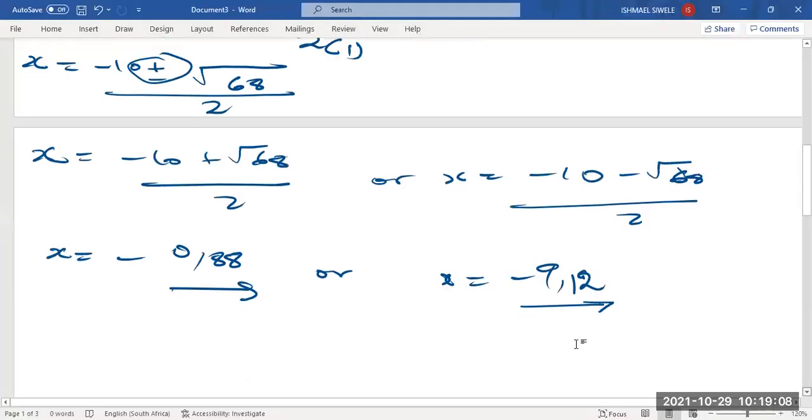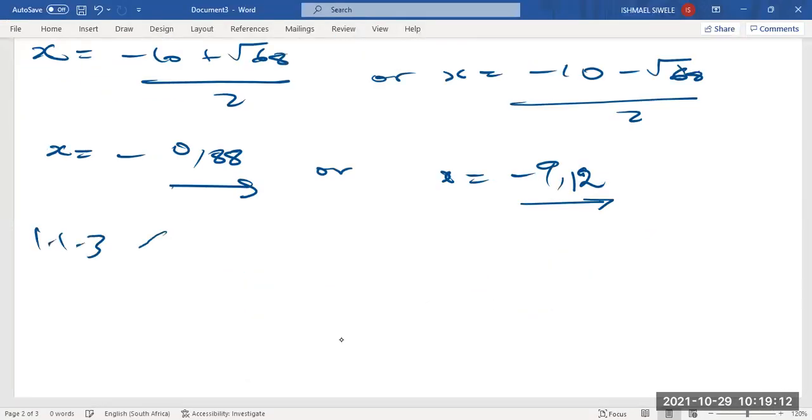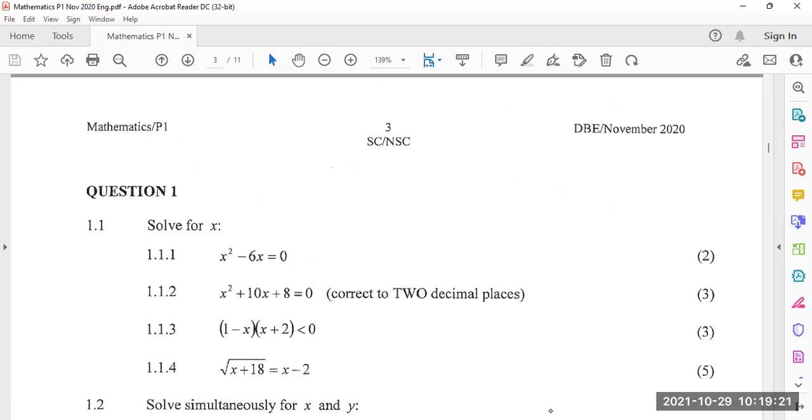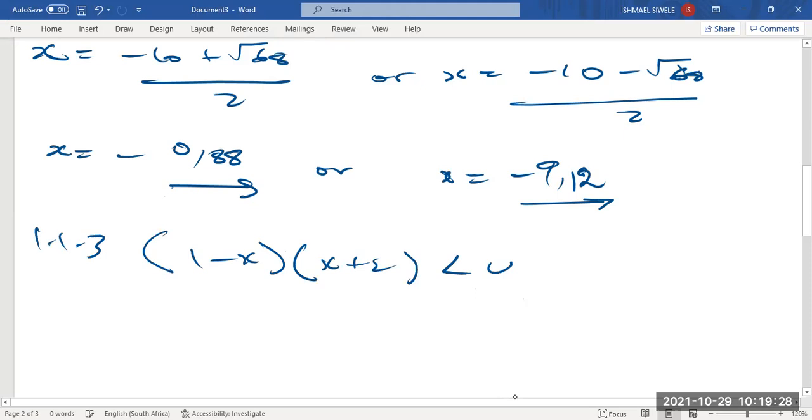Now let's see. 1.1.3, they gave us (1 minus x) multiplied by (x plus 2) less than 0, right? So what is it that we know? In most cases, we deal with inequalities where x is the leading term, like x minus blah blah blah, like this one here. But this one, you see, we have 1 minus x, right?